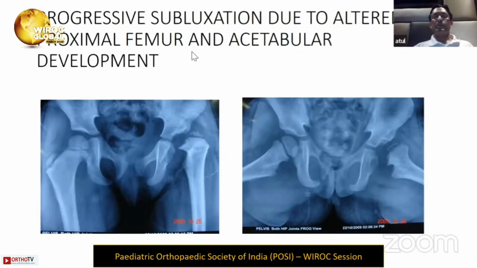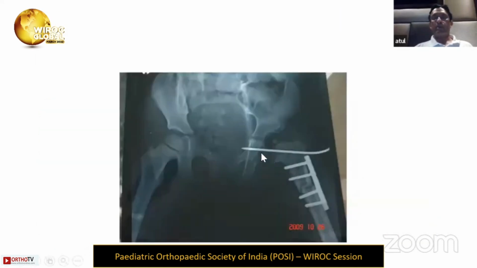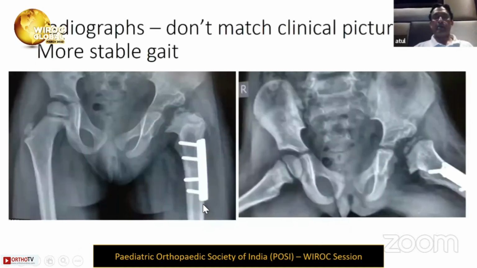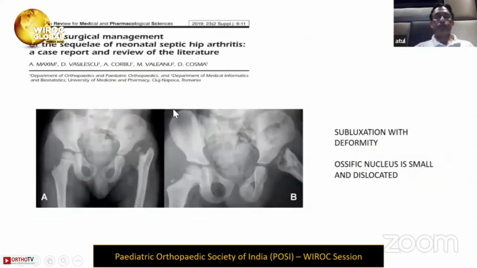So progressive subluxation due to altered femoral geometry and socket development is not uncommon, like seen in this child, where as a sequela of sepsis, you can see that the head is subluxating. There's a remnant of overgrowth of the neck here. This was the lateral view. This child underwent varus osteotomy, wire fixation to stabilize the head, spica for 3 months, and this was the final picture. Now, the X-rays sometimes don't match the clinical finding, and the child will have a stable gait and reasonable function, but the X-rays will always show more damage than what is actually seen.